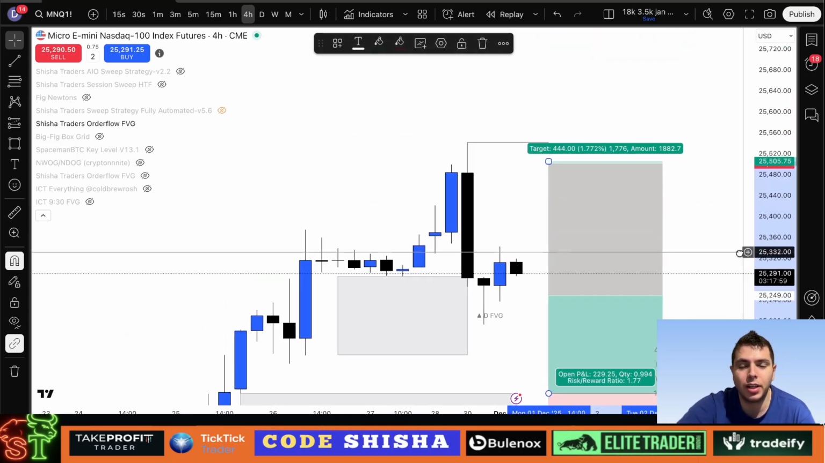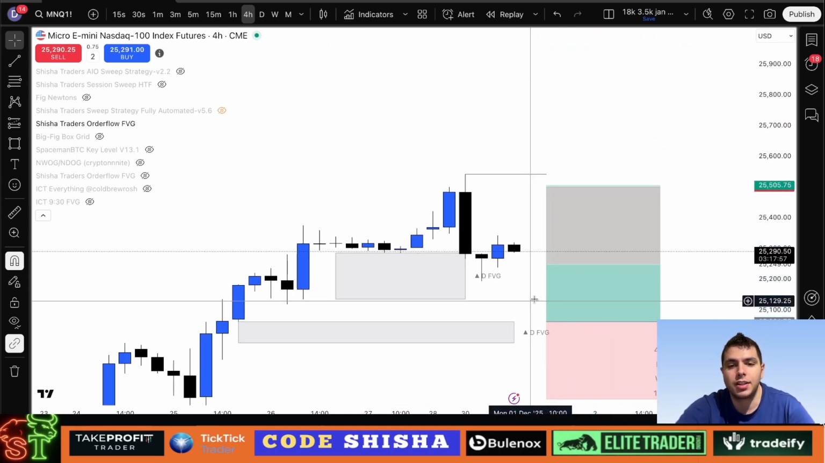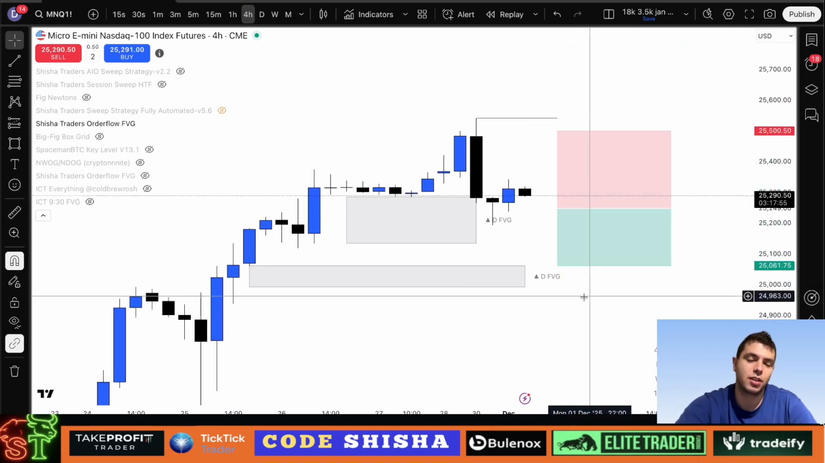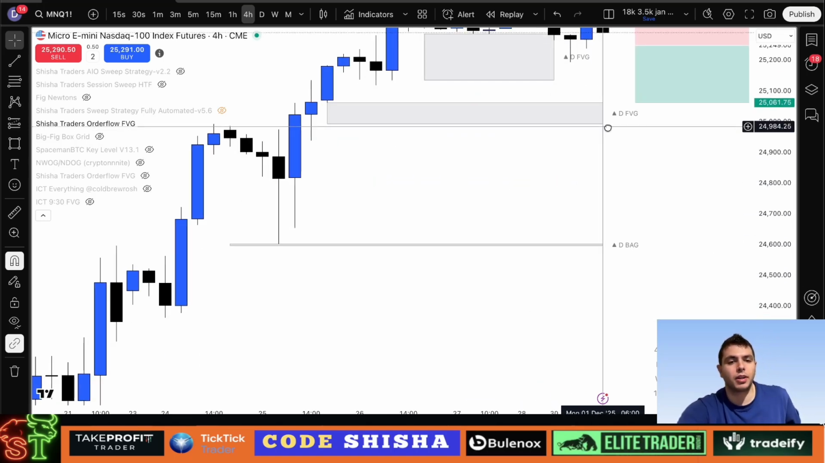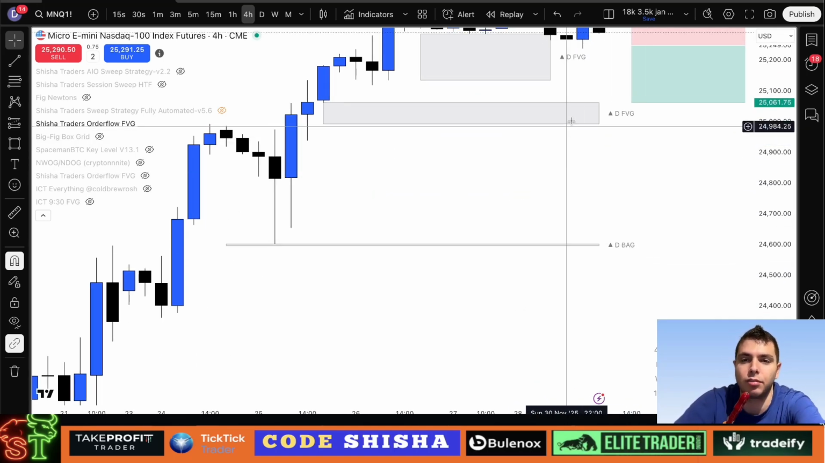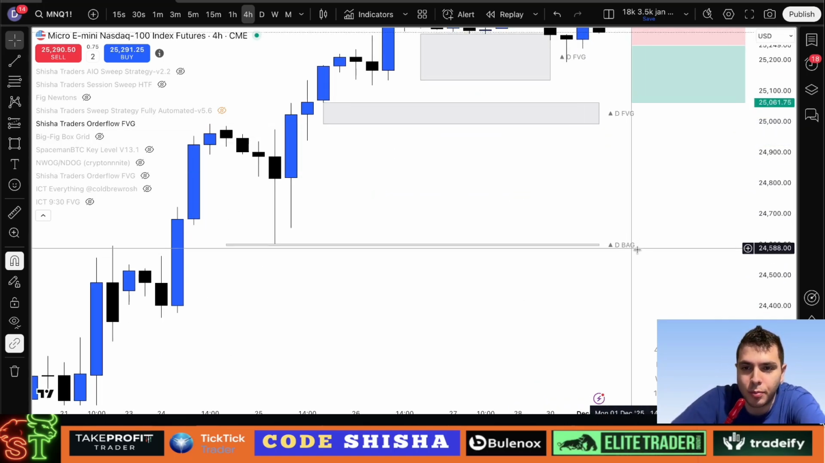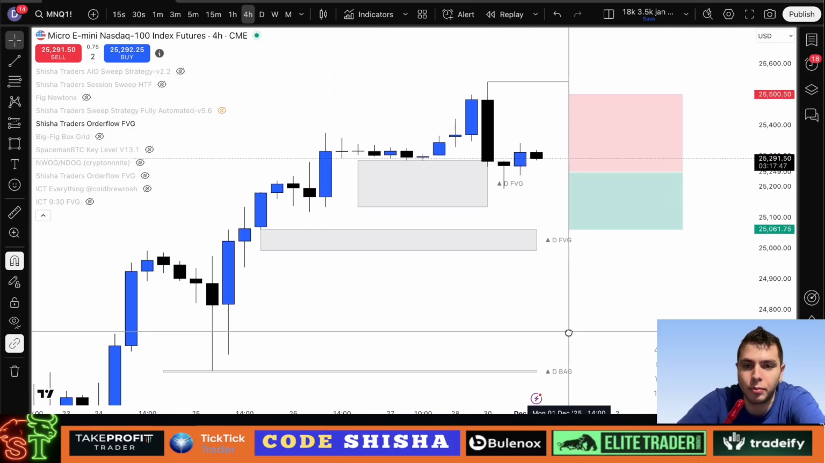We can completely ignore that 4-hour and start working the daily, right? Because these are dailies, these are not breakaway gaps, so they may be filled. They may still be filled. This one's not. This is a breakaway gap, so this should not really be filled.